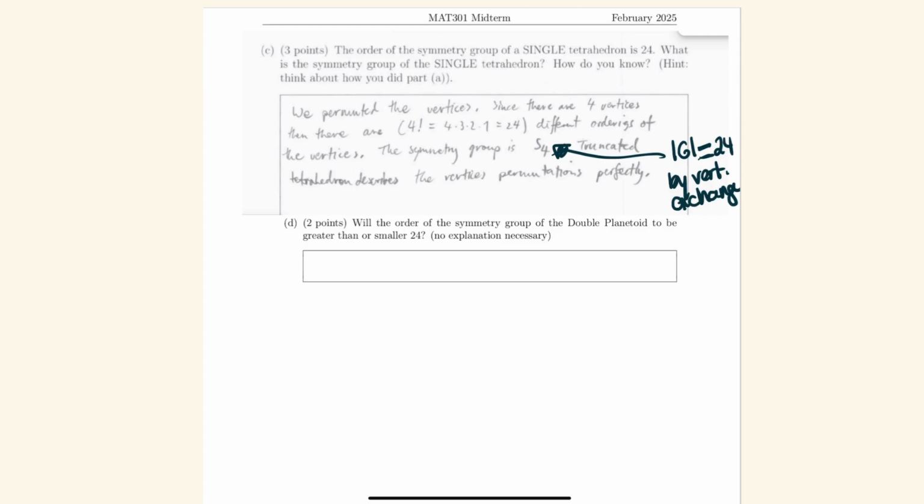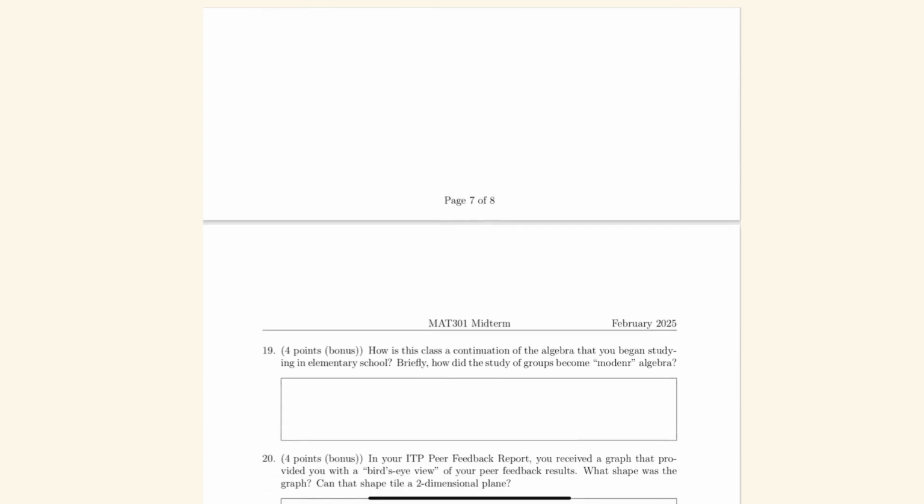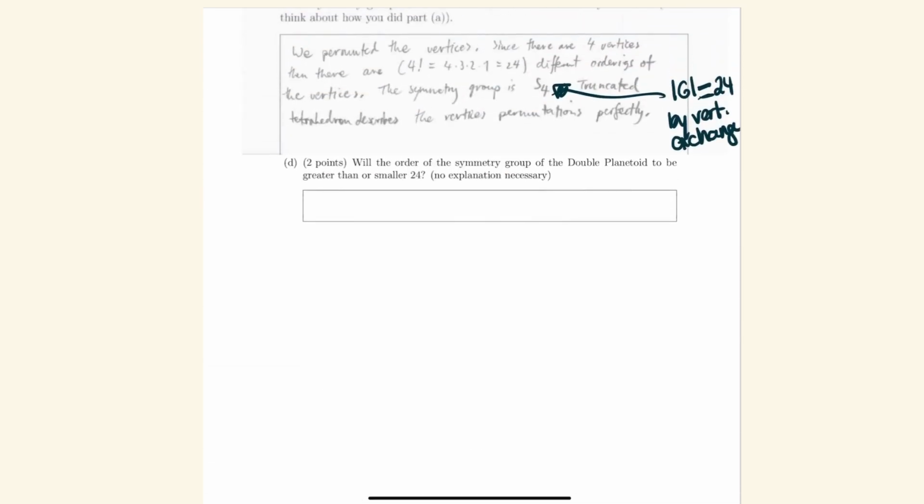Okay, and then part D was done well as well. Okay, so I think that is as far as I'm going to go with version 2. And there will also be another video with version 1 coming up as well.